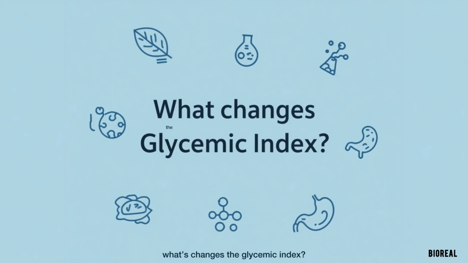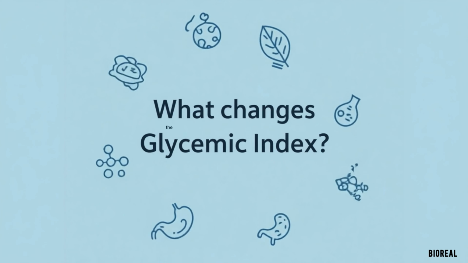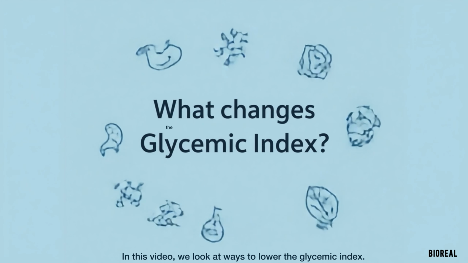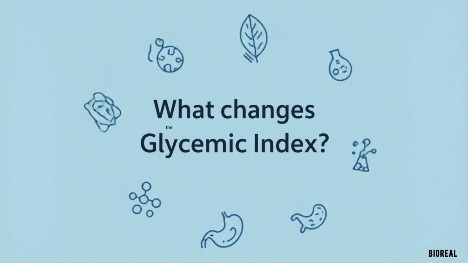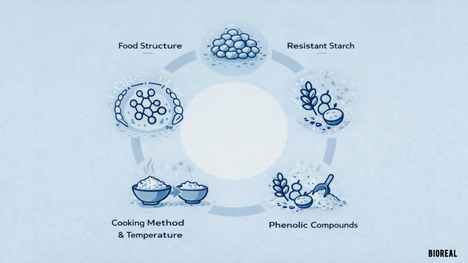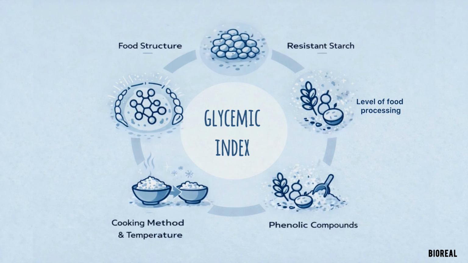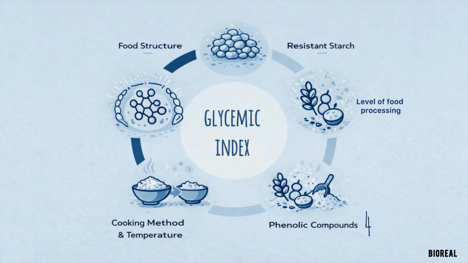What changes the glycemic index? In this video we look at ways to lower the glycemic index. There are several ways to reduce the glycemic index, such as food structure, resistant starch, cooking method and temperature, plant polyphenol, level of food processing.